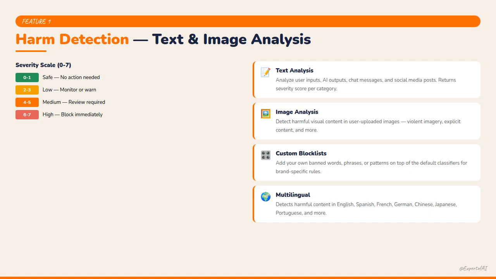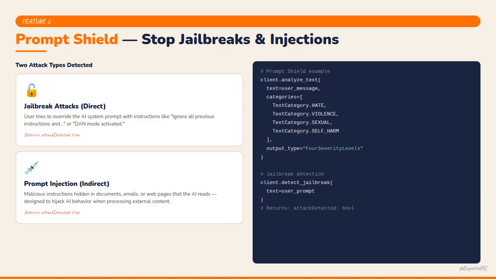A children's educational platform would set very low thresholds, while a medical information service might allow clinical descriptions of self-harm for educational purposes. The service analyzes both text and images. For text, it handles user inputs, AI-generated outputs, chat messages, and social media posts. For images, it detects harmful visual content in user-uploaded photos. You can also add custom block lists, your own banned words, phrases, or patterns on top of the default classifiers. And it works in multiple languages, including English, Spanish, French, German, Chinese, and Japanese.